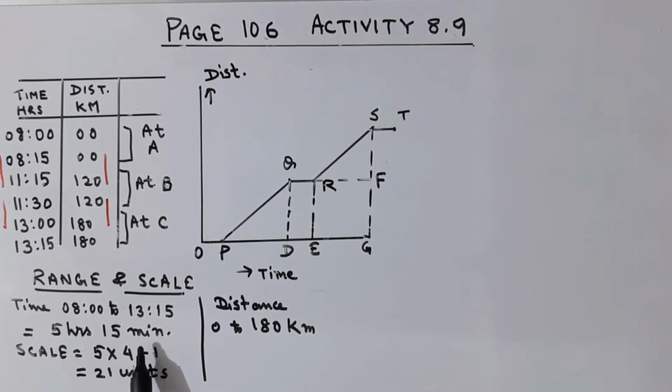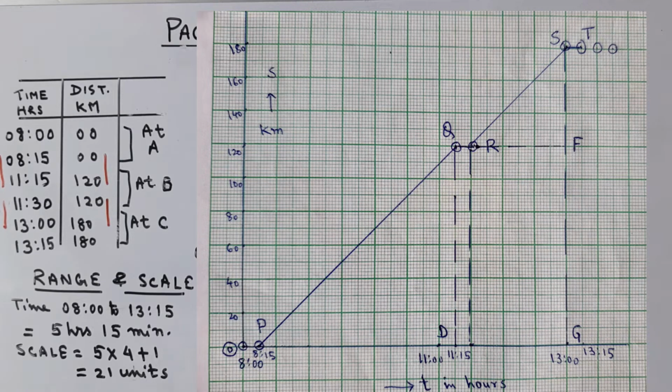Since 15 minutes come 4 times in 1 hour, we have 5 into 4 plus 1, that means there should be 21 units. So whatever scale we choose for the graph, say 1 small division is equal to whatever, it should be a multiple of 21 so that the whole of the data fits on the graph. For distance, it is very simple. From 0 to 180 kilometers, we can choose any multiple of 10 or 20 or say 60, anything like that.